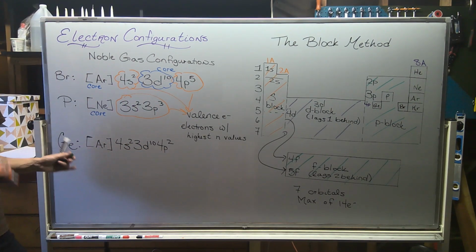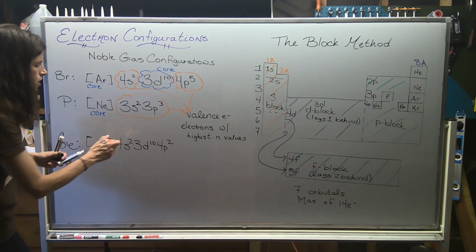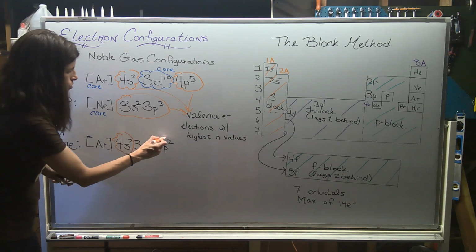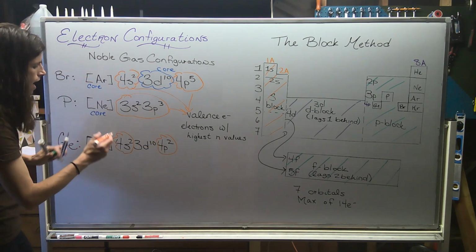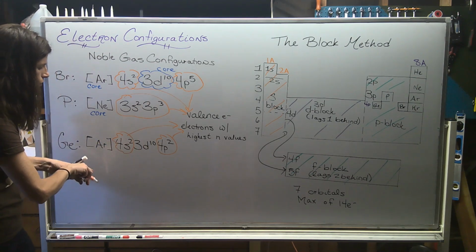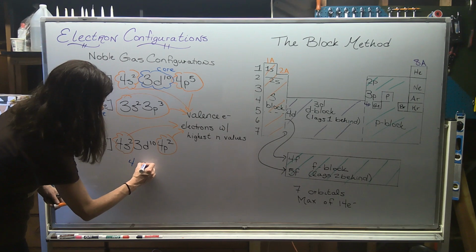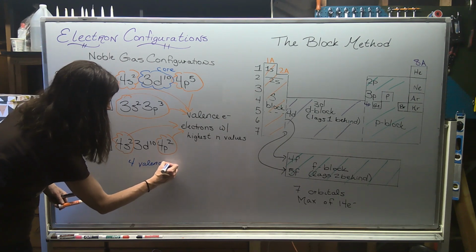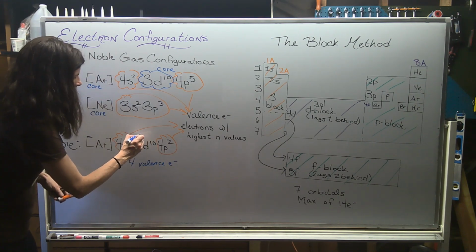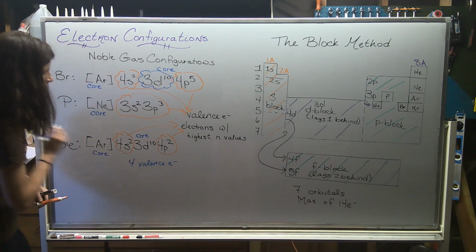Here in the germanium, we have that comparison situation again. So 4 is bigger than 3. So I'm going to put the 4s2 and the 4p2 as my valence, for a total of 4 valence electrons. The 3d10, that's part of my core, and so is the argon.